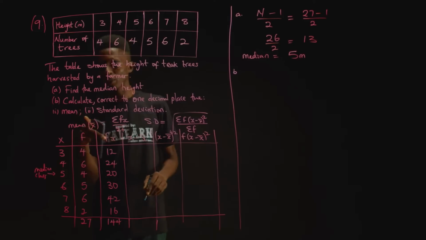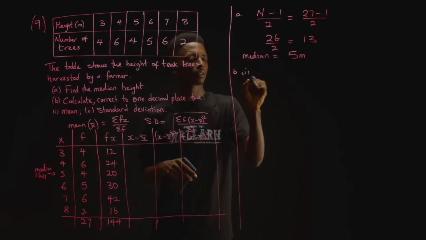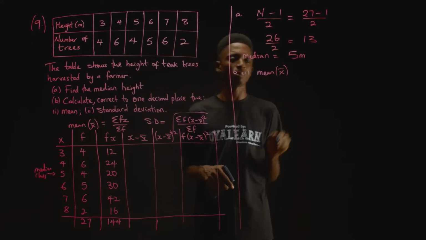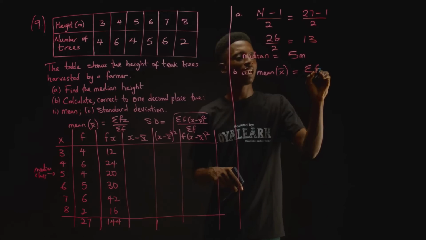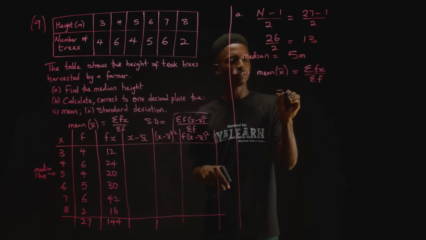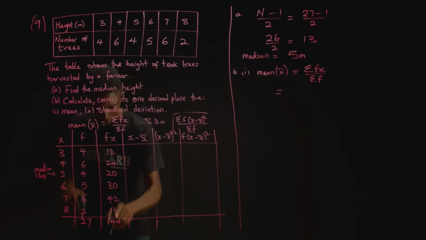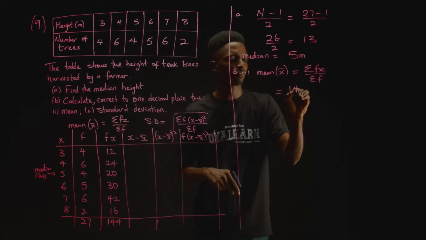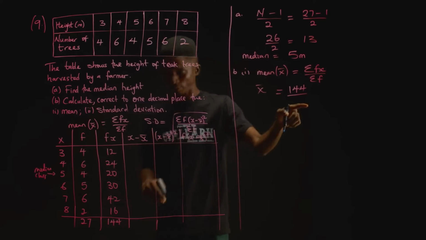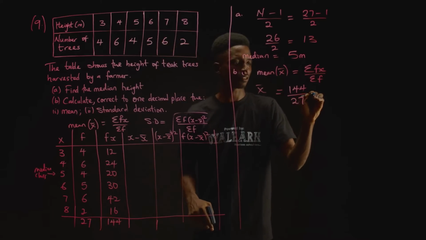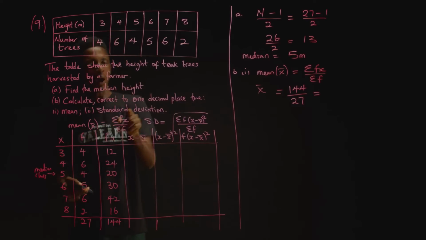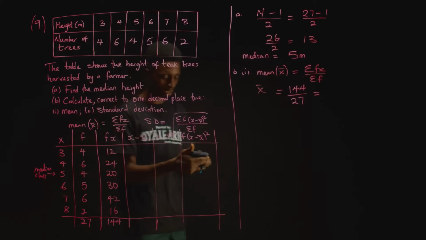Now B, the first part of B says we should find the mean. The mean, which is often denoted x bar, is written as summation fx over summation f. Right? Now summation fx, we have gotten that as 144. So x bar is 144 divided by summation f, which is 27. Remember, we are told to do this correct to one decimal place. So let's solve this.